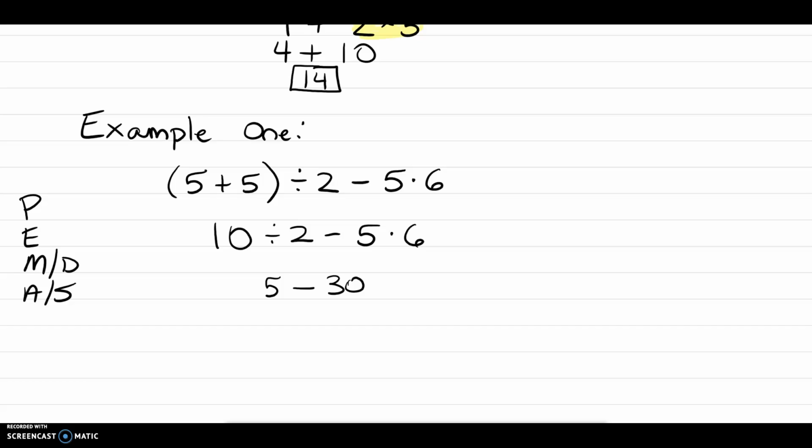And now the last thing to do here is subtract. So my final answer should be negative 25, because 5 minus 30 is negative 25. So I have to use these order of operations to get to the correct answer with the problem that I'm using.